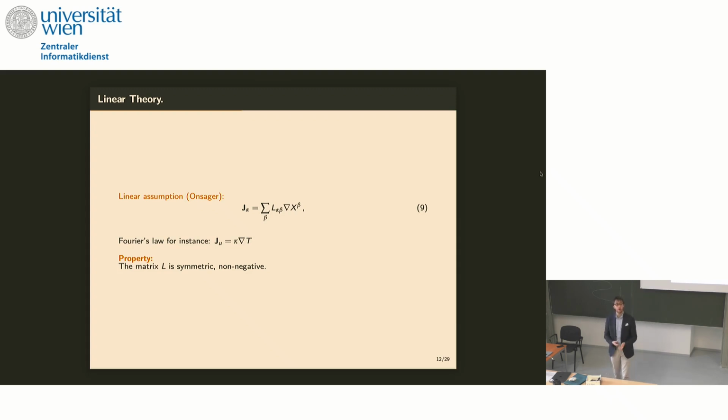And second, it's non-negative. This just ensures that you have the growth of entropy. If you have negative coefficients, you could decrease the total entropy, which is not allowed by physics. So L is symmetric, non-negative. So now it's very nice because it's already starting to look like a symmetric and positive bracket.